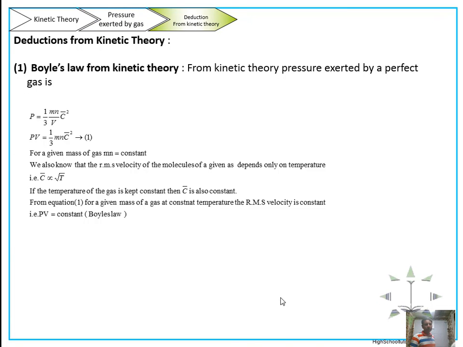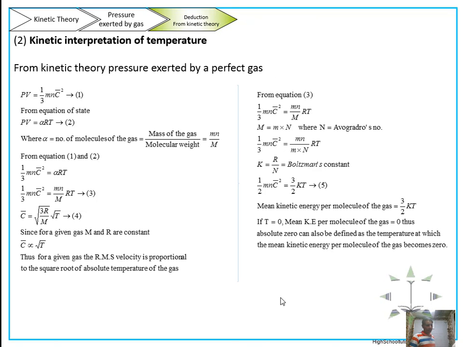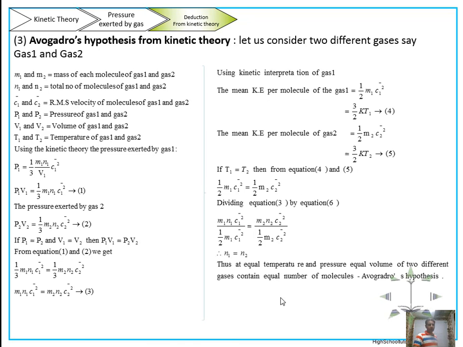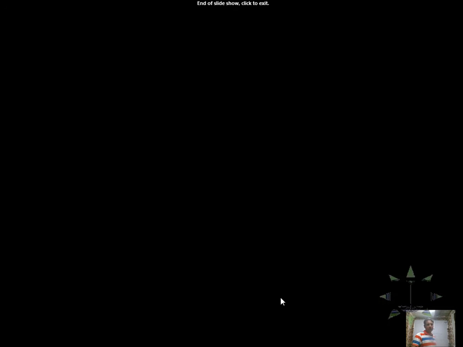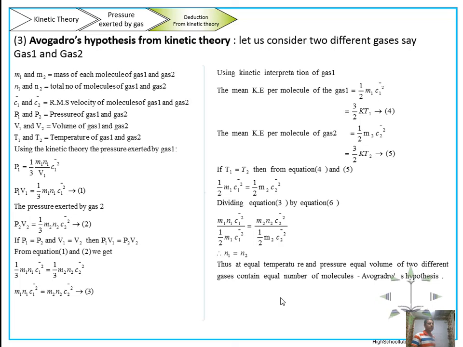Then we derived Boyle's law from the kinetic theory of gas. Then what is the kinetic interpretation of temperature, what is absolute temperature, what is Avogadro's hypothesis, this also we proved. So this completes our kinetic theory of gas, except these two parts. We will discuss in detail when we solve the numericals. So we will come up with the second video with advanced topics of kinetic theory of gases. Thank you very much.